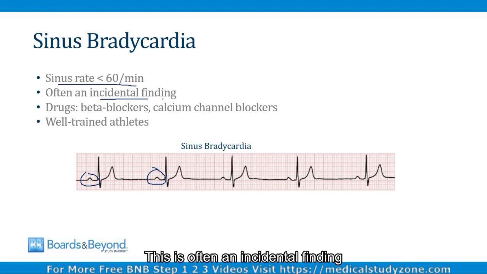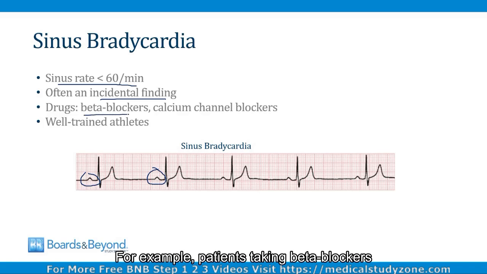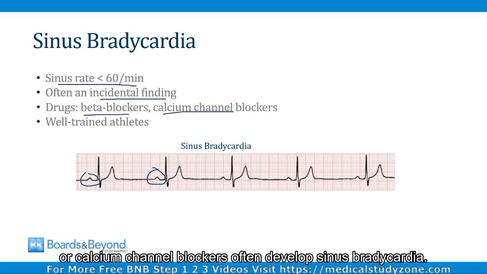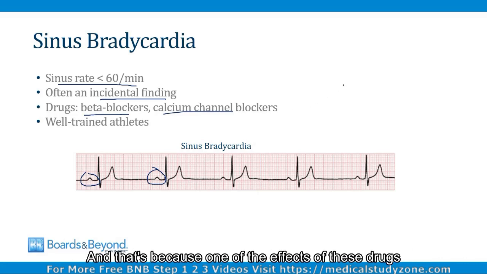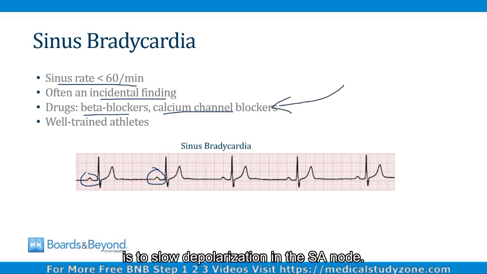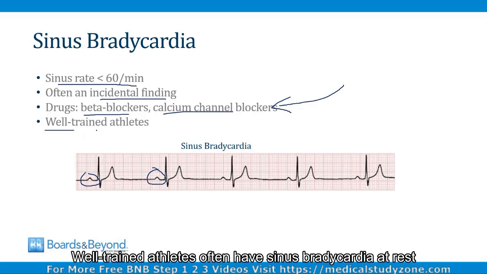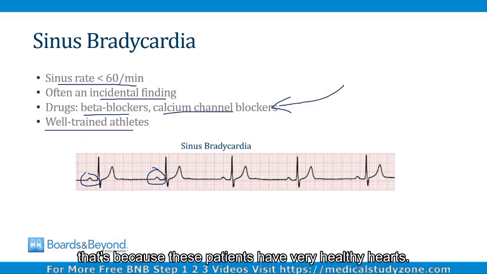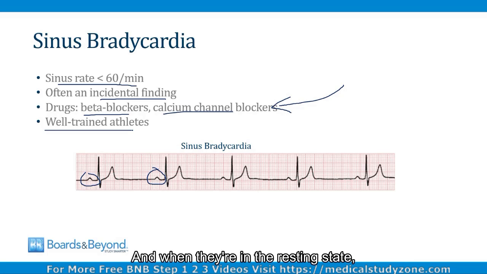This is often an incidental finding, and it often is found in patients who have a reason to have bradycardia. For example, patients taking beta blockers or calcium channel blockers often develop sinus bradycardia, and that's because one of the effects of these drugs is to slow depolarization in the SA node. Well-trained athletes often have sinus bradycardia at rest. That's because these patients have very healthy hearts, and when they're in the resting state, the heart tends to beat at a slow rate.